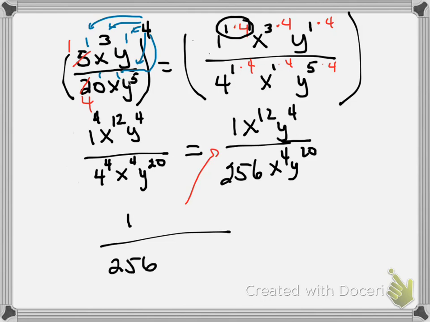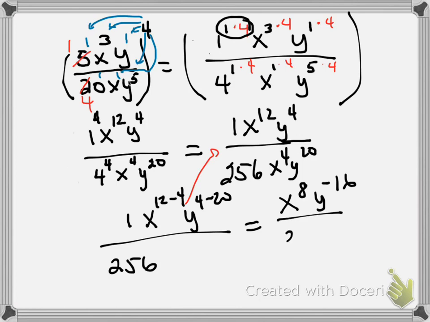Alright, now if you notice I got 12 x's on top and 12 x's on bottom. So really that's like saying x to the 12 minus 4. And then the y's, we have 4 on the top and 20 on the bottom, but we still can subtract them and say 4 minus 20. Notice when I subtract this way, all my numbers are on the top. So really this is x to the 8, y to the negative 16, all over 256.